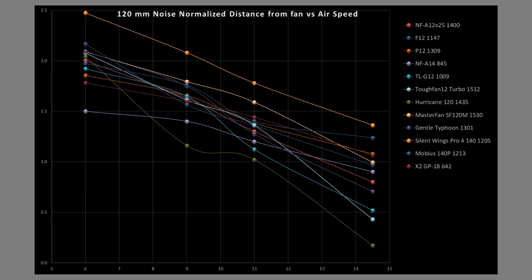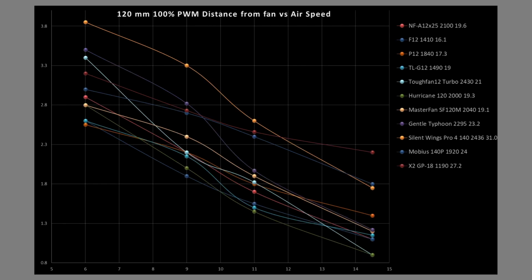And we have another grouping, which is at 100% PWM fan signaling, where we start separating these fans out a little bit further. So we got the orange fan right here, which is the Silent Wings 4 Pro 140, and it maintains a really high airspeed until we reach the 14.5-inch mark, where it drops below, while the X2GP18 is ranked first overall. Again, that larger size fan does have advantages for a bigger case, because the air just doesn't have room to spread out, because it's already filled the entire case with air.